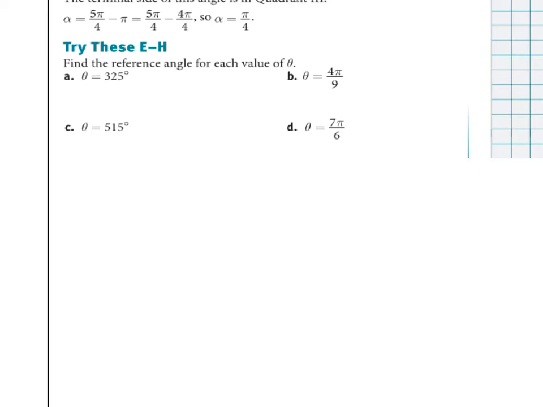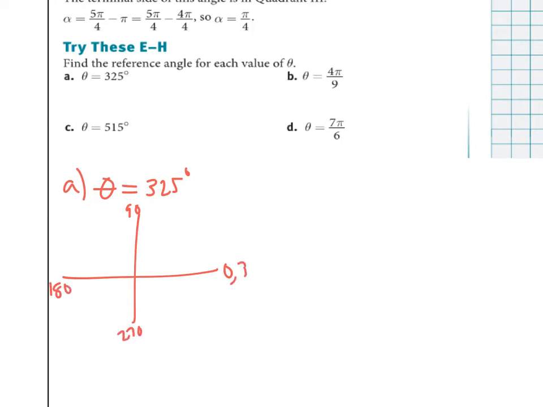All right, so let's think about this. Let's just put the 325 down here, give ourselves some room. So 325. What quadrant does that end up in? We know, again, 0, 90, 180, 270, and then 0 gets back to 360, right? So 325 is definitely in quadrant 4. So we start there.